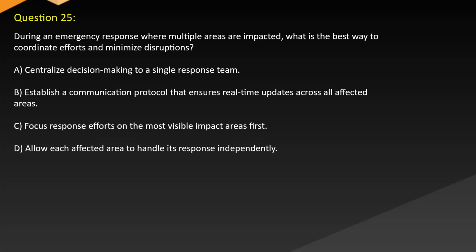Question 25. During an emergency response where multiple areas are impacted, what is the best way to coordinate efforts and minimize disruptions? A. Centralized decision-making with a single response team. B. Establish a communication protocol that ensures real-time updates across all affected areas. C. Focus response efforts on the most visible impact areas first. D. Allow each affected area to handle its response independently.